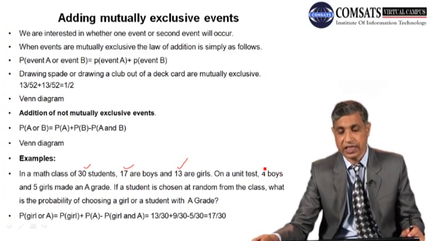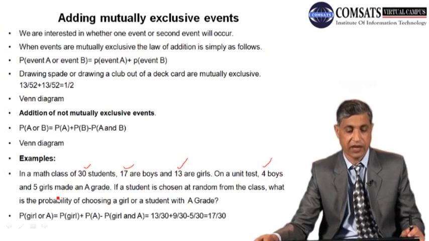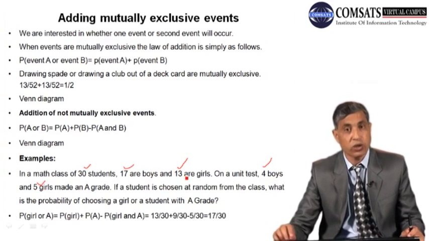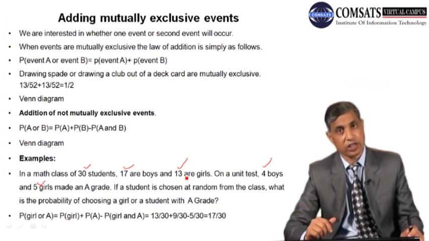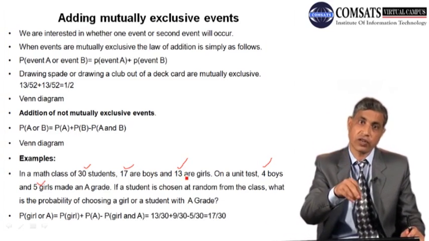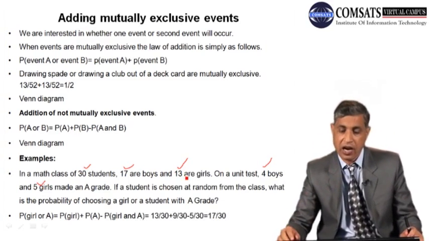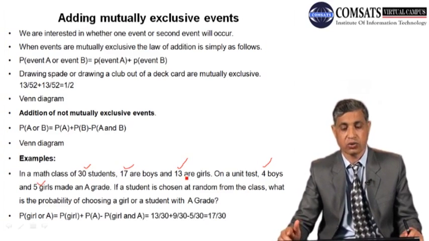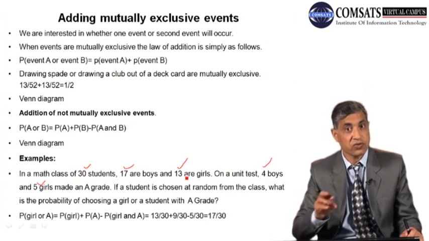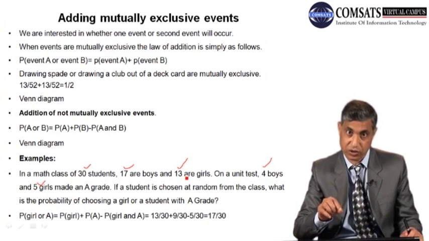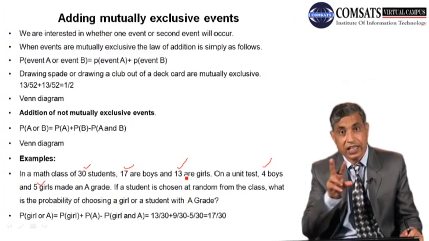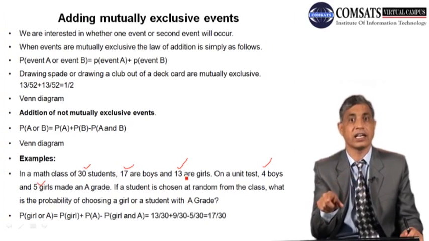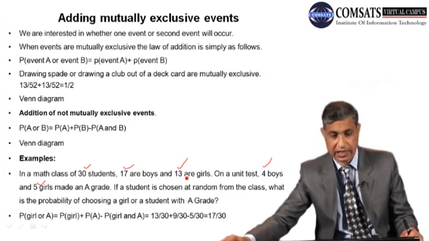And there was a test, 4 of the boys and 5 of the girls made an A grade. If a student is chosen randomly, if we select one of these 30 students randomly, what is the probability of choosing a girl or a student with an A grade? First we will find the probability of choosing a girl, then A, and then we will subtract the probability of girl and A. So I will be completing it here.